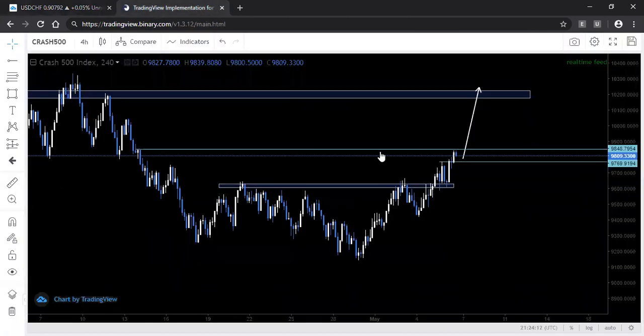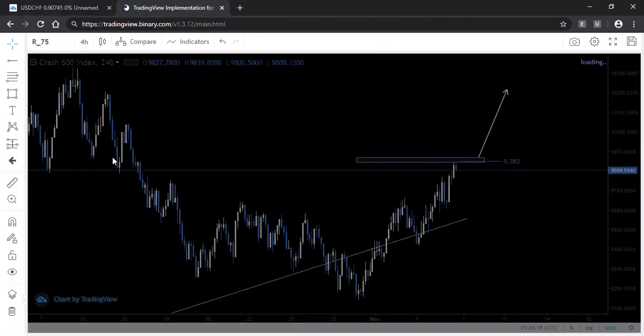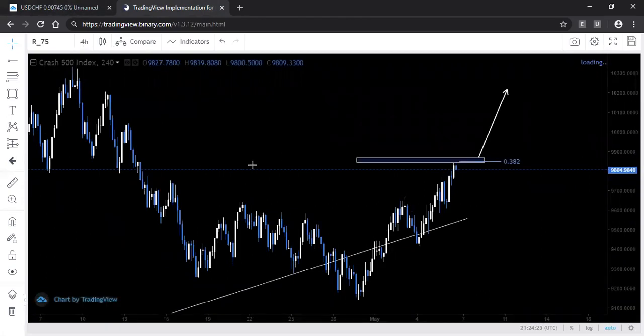I mean, this is crash 500. Now, let me talk a little bit about volatility 75 because I promised, as you know, I'll break it down a bit. So obviously, as the chart shows here, we're going to start from the 4 hour. Volatility 75.